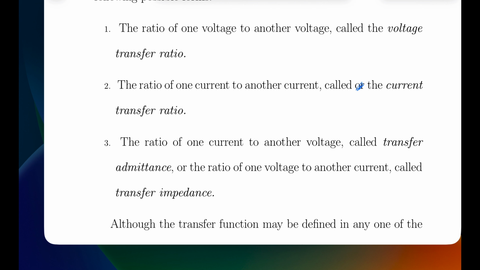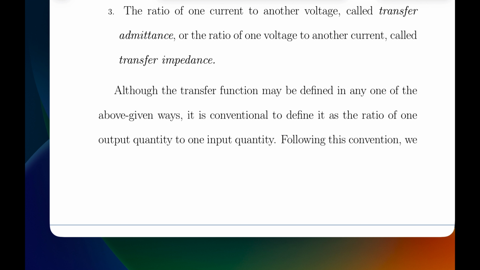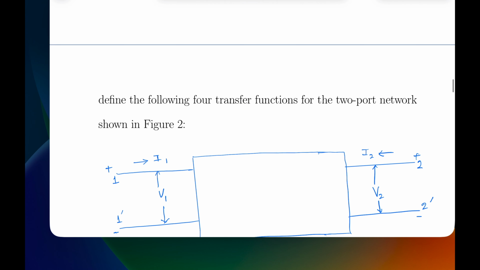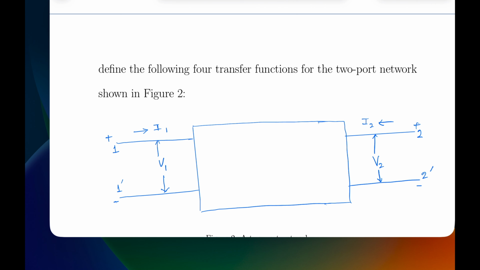ठीक है, ये तीन तरह के ट्रांसफर फंक्शन हम डिफाइन करते हैं. So, although the transfer function may be defined in any one of the above given ways, it is conventional to define it as the ratio of one output quantity to one input quantity. Following this convention, we define the following four transfer functions for the two-port network shown in figure 2.